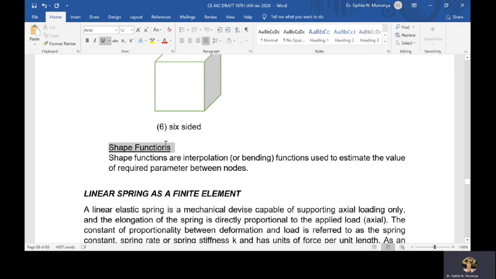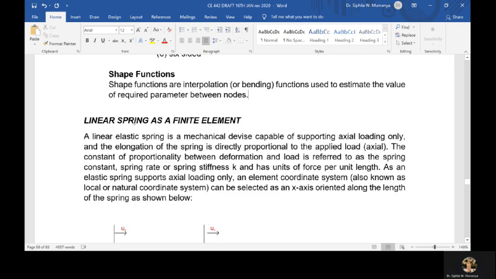Then another important terminology we look at is shape functions, which are interpolation or blending functions, which are used to estimate the value of a required parameter between the nodes. In this case, the nodes are 2 points which join the boundary. And an example of a finite element is a linear spring.